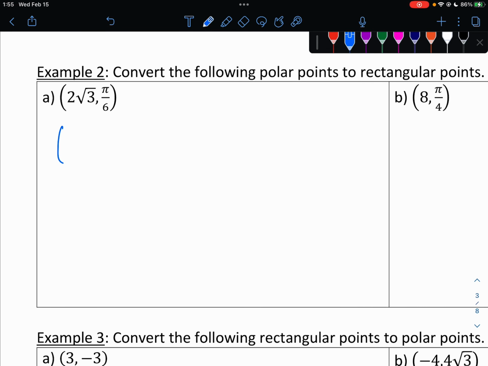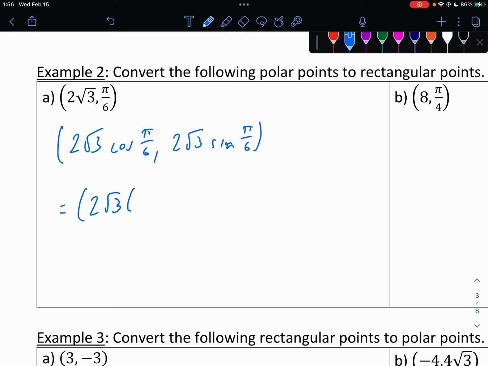All right, so we're going to do r cosine theta, comma, r sine theta. And that would be equal to 2 root 3 times root 3 over 2, comma, 2 root 3 times 1/2, which simplifies down to 3, comma, root 3.